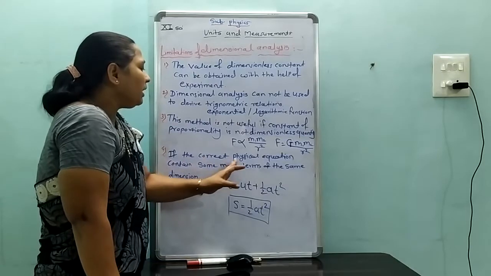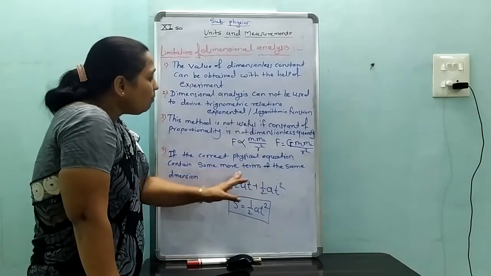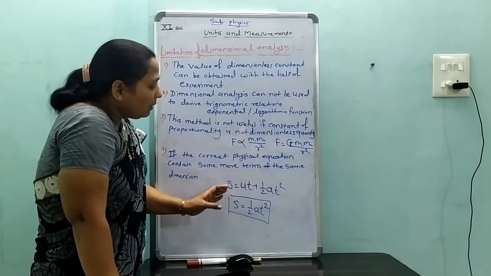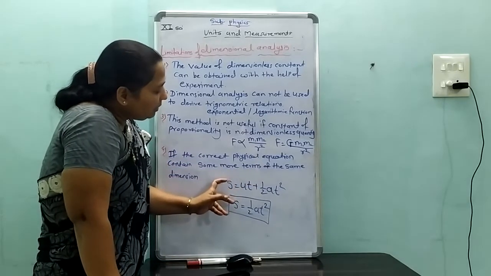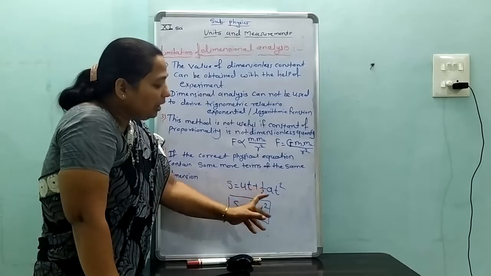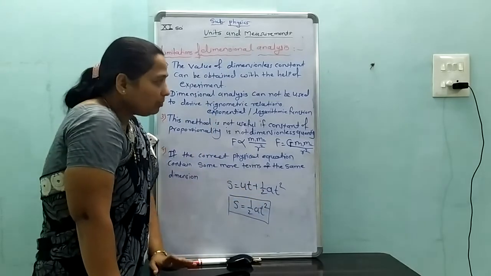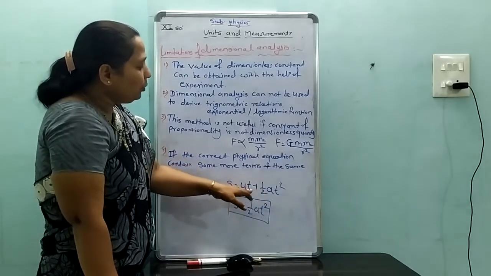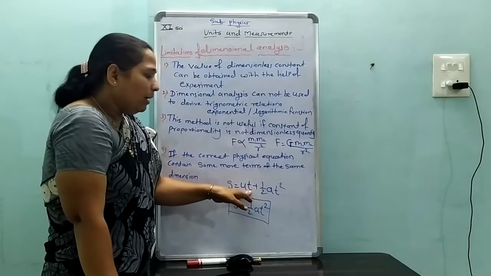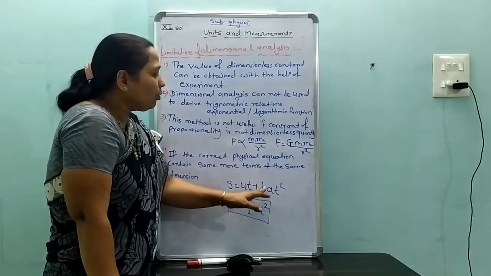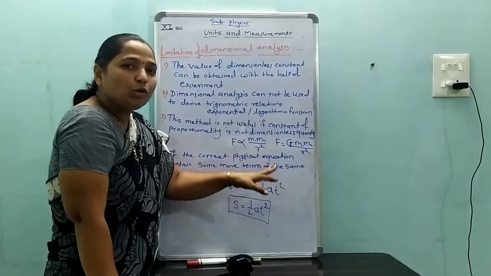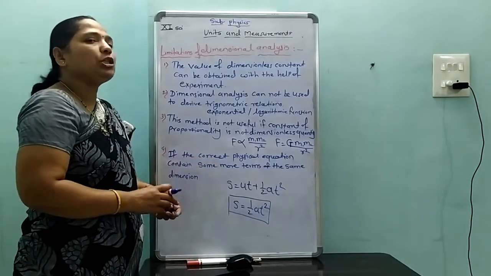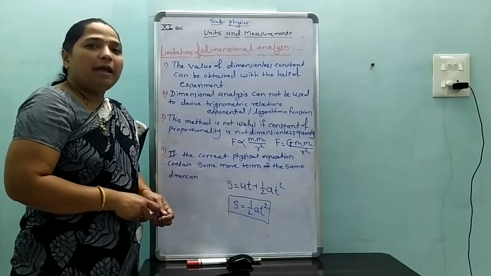Therefore, if a correct physical equation contains more terms of the same dimensions, the physical equation is dimensionally correct for each term. s is equal to ut is also dimensionally correct, and s is equal to half at square is also dimensionally correct. These are the limitations of dimensional analysis.